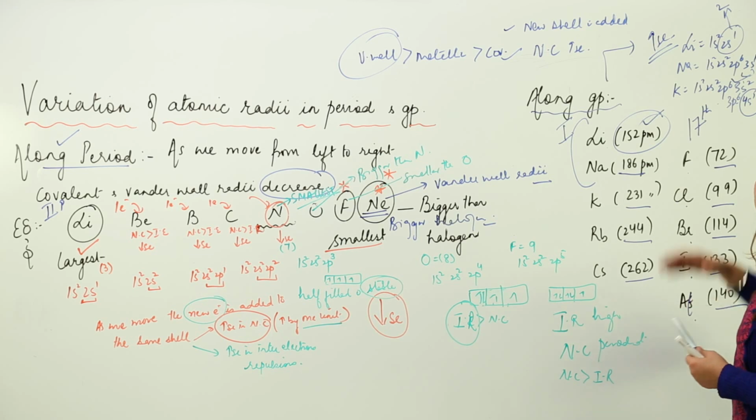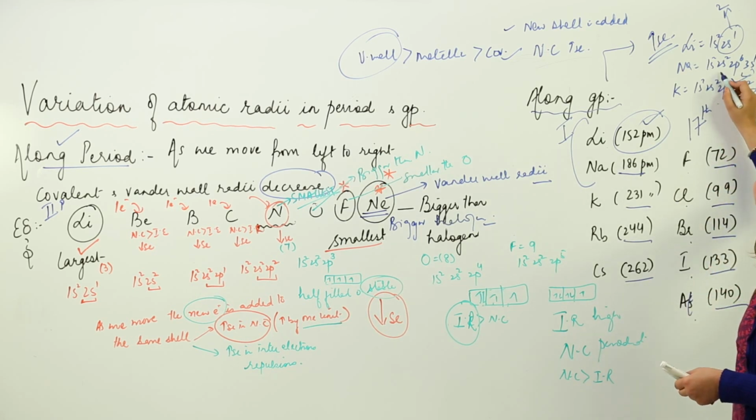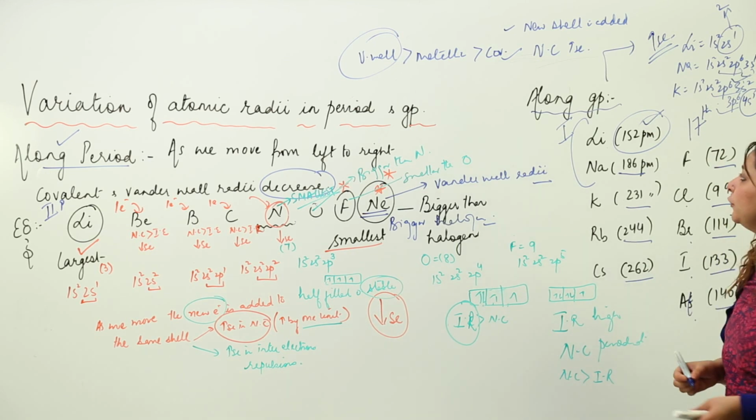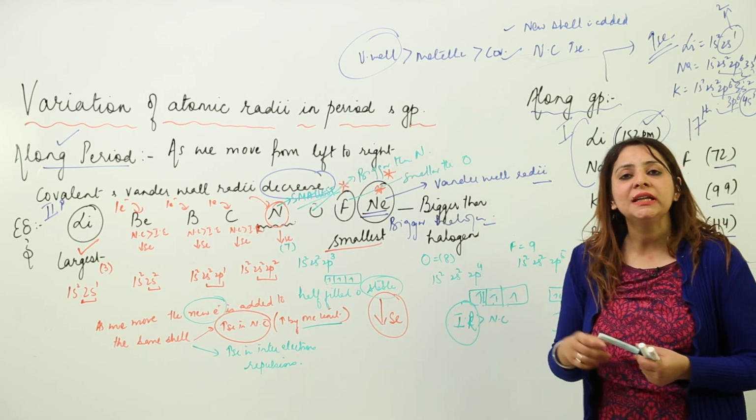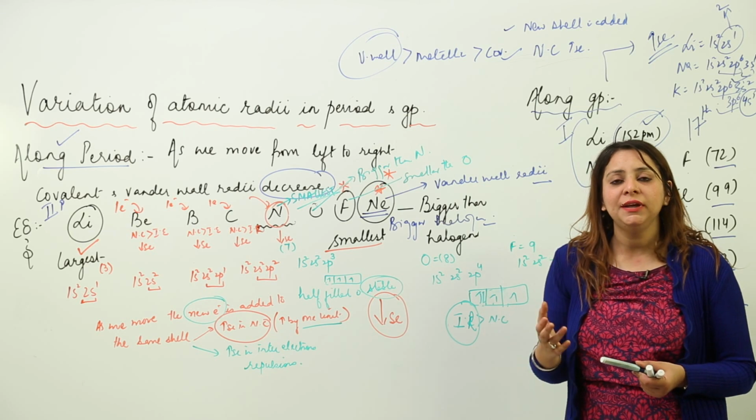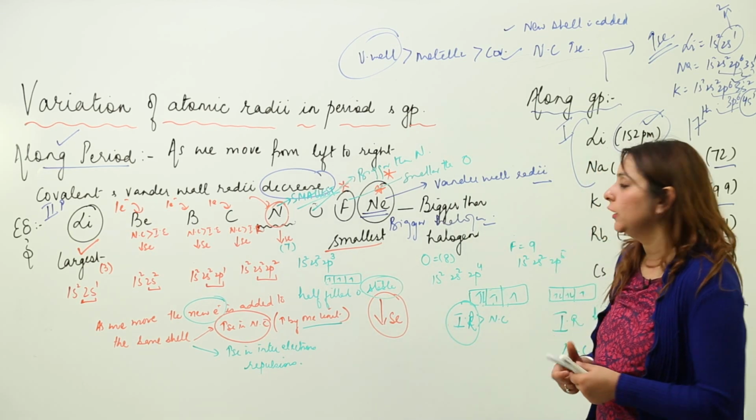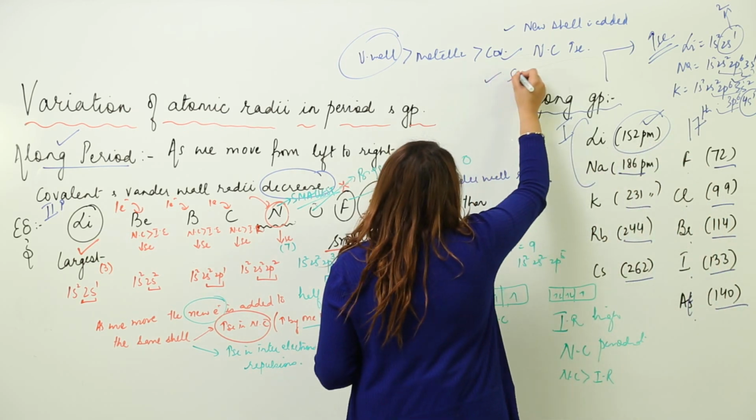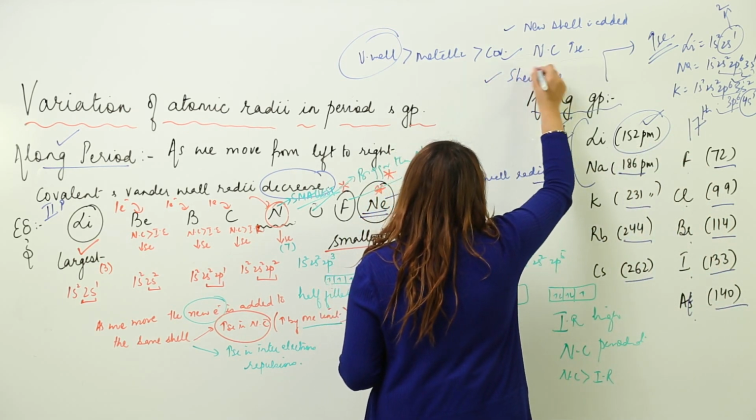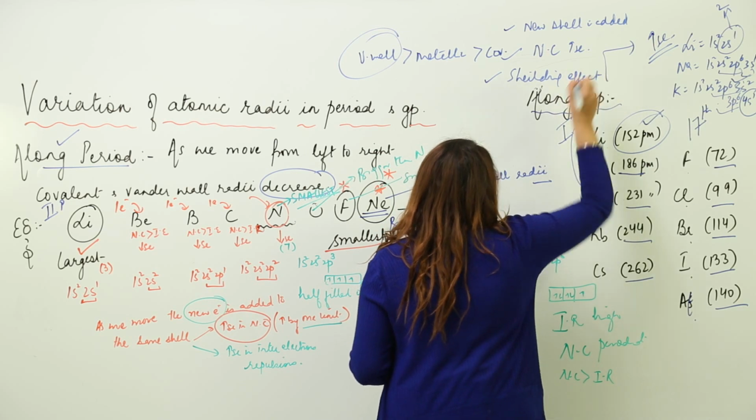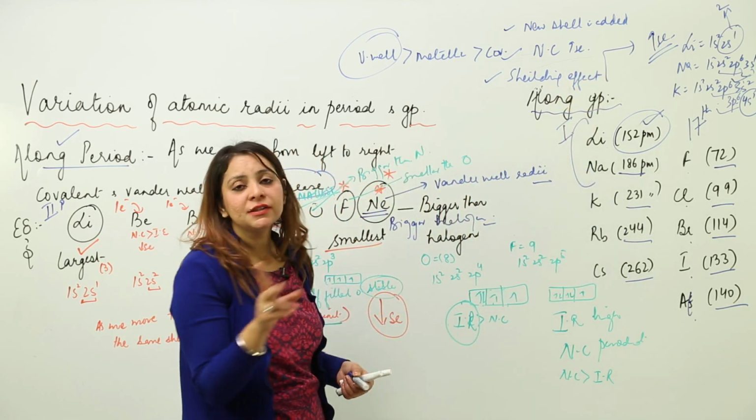Moreover, you will see that as we are moving down, the number of electrons in the inner shells is also increasing. And we know that whenever the filling of inner shells occurs, and more electrons add to the inner orbitals, then the shielding effect also increases. Now what is a shielding effect?